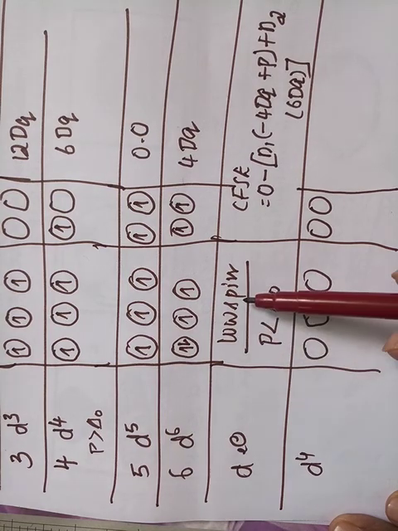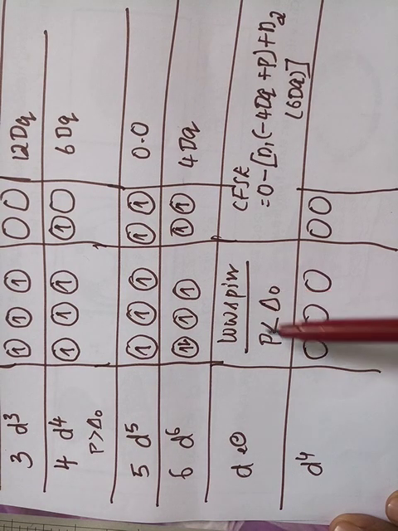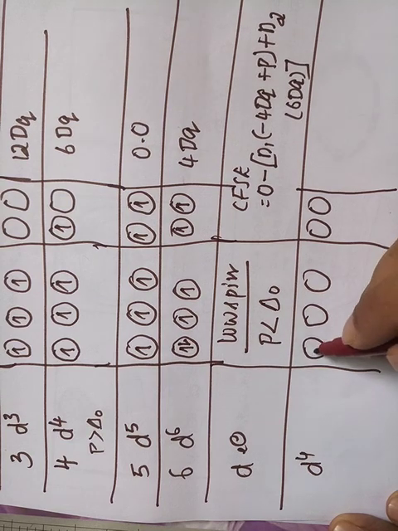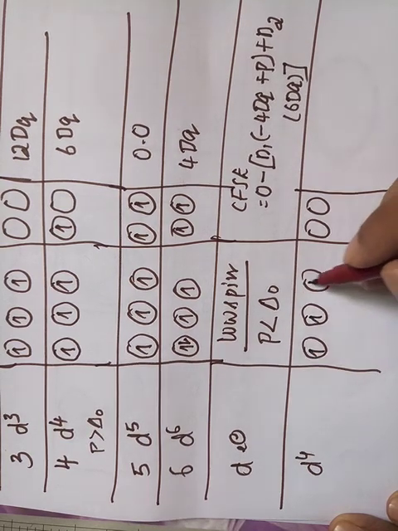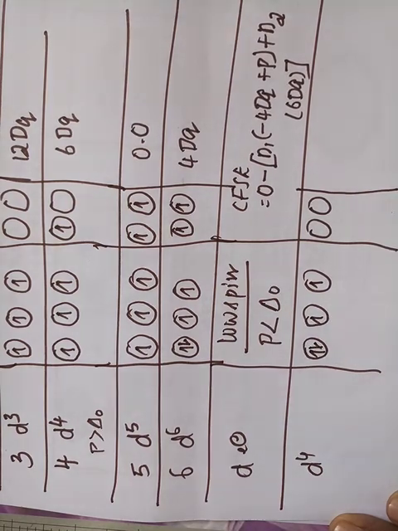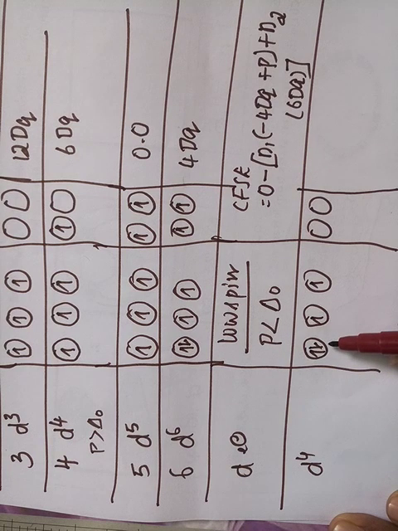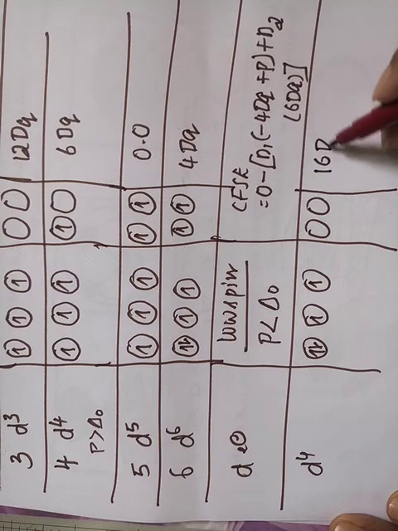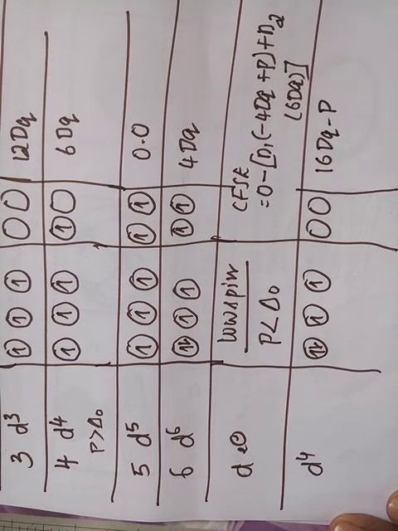So in this case, what happens? In low spin complexes, the pairing energy is less than the splitting energy, so the unpaired electrons will prefer to get paired up. Therefore, for the 4 electrons, 1, 2, 3, 4, instead of the electron going to the higher energy Eg orbital, it gets paired up. If you calculate the CFSE, you will get 16 Dq minus P.